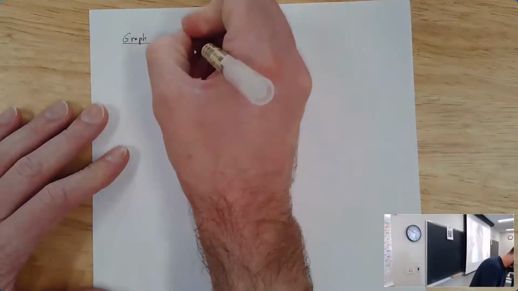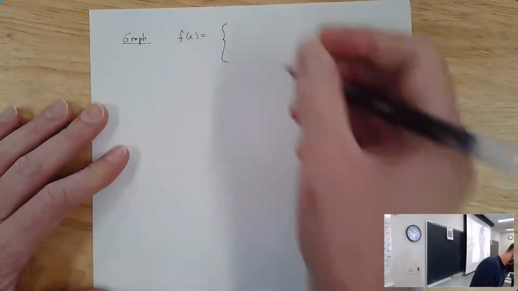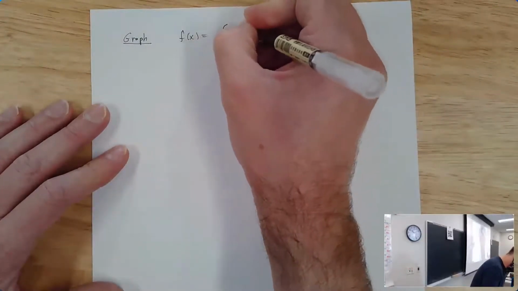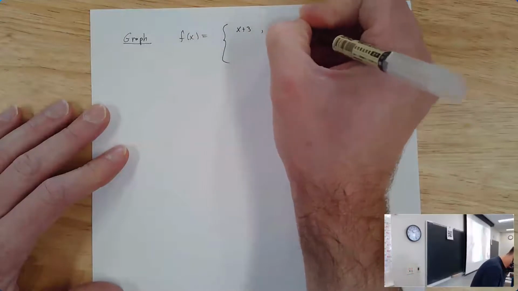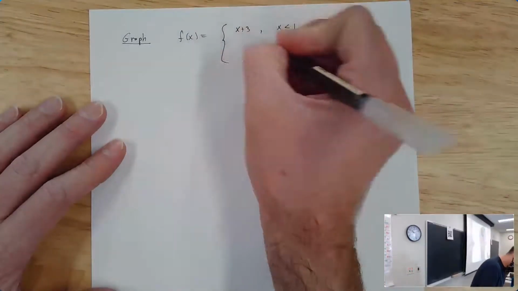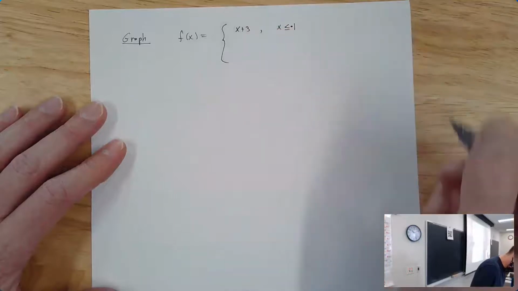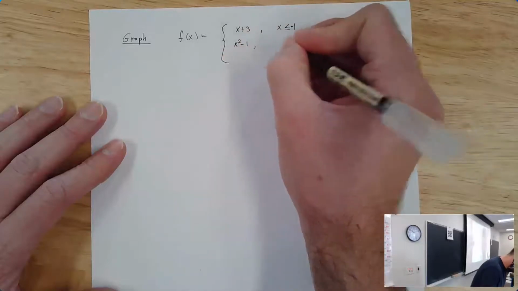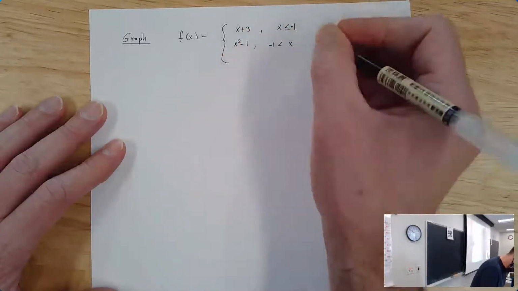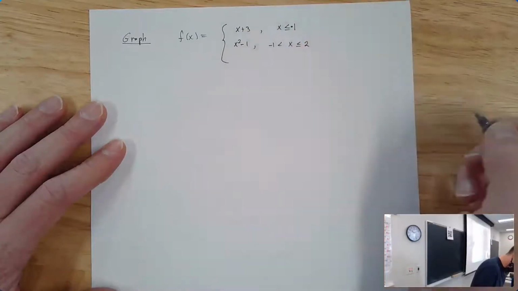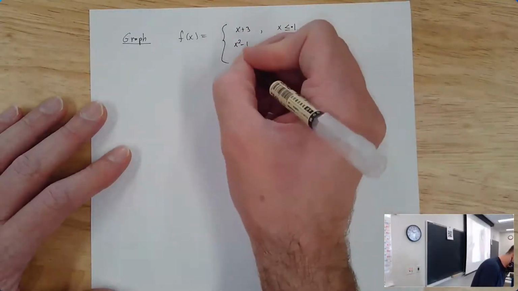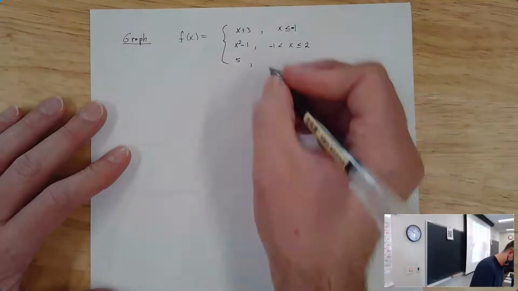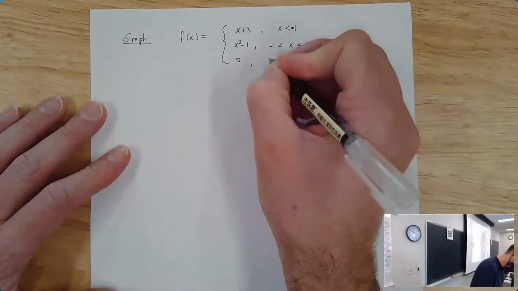Let's graph, let's make it a 3-parter. x plus 3 when x is less than or equal to negative 1, apologies. x squared minus 1 when x is bigger than negative 1, less than or equal to 2. And then finally, 5 when x is bigger than 2.